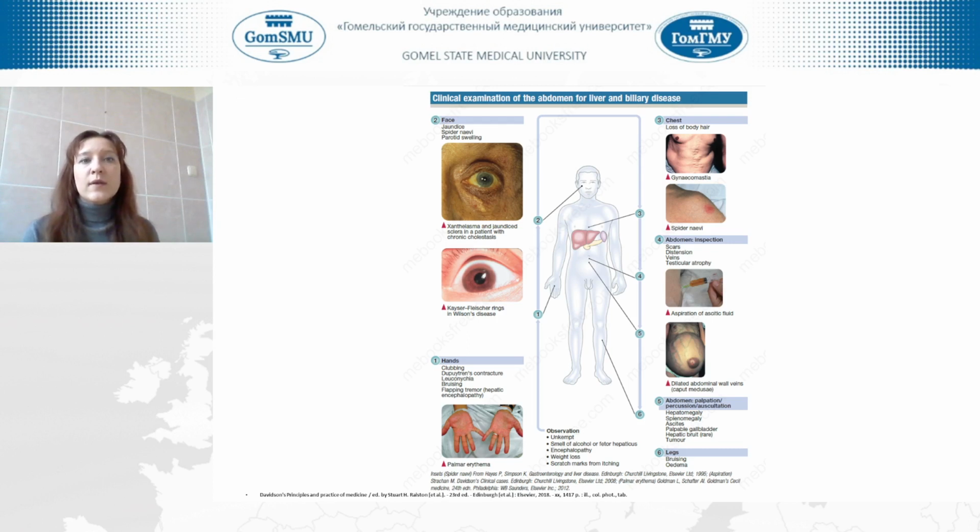On examination of the face, we can see xanthelasma and jaundiced sclera in a patient with chronic cholestasis, and Kayser-Fleischer rings in Wilson disease. On examination of the chest, there can be loss of body hair, gynecomastia, spider naevi. On abdominal inspection, we can find scratch marks, distension, visible veins, testicular atrophy, dilated abdominal wall veins, caput medusae. On abdominal palpation and percussion: hepatomegaly, splenomegaly, ascites, palpable gallbladder, hepatic rub, and tumor.